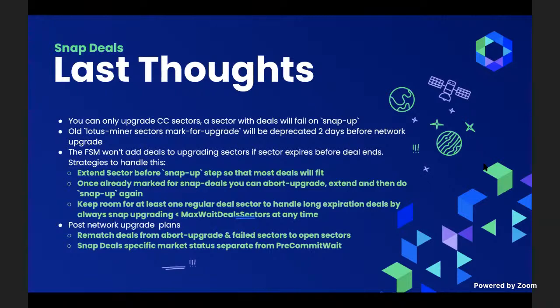If you're trying to scale up SnapDeals operation, for example, you can actually extend sectors. You could abort the upgrade, extend, and then bring them back, or you can play with your config value to make sure there's always one sector which could be spawned as a direct deal sector instead of a SnapDeals upgrade sector in order to accommodate these deals.